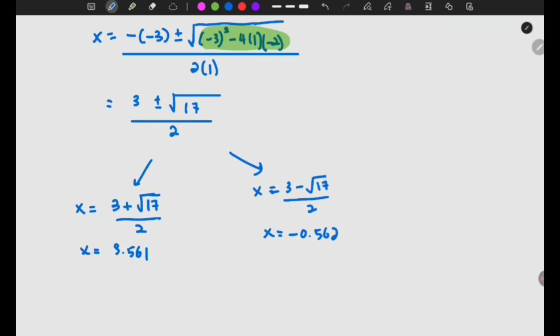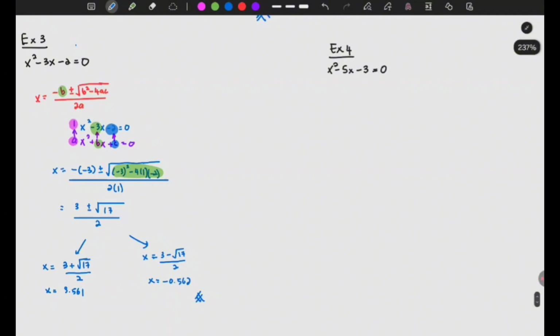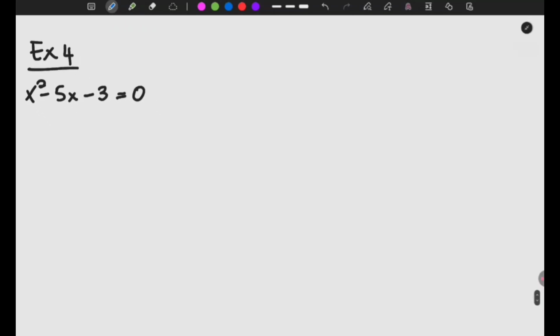So let's do another question, just to confirm that you really understand this chapter. Example 4, x squared minus 5x minus 3. Always the very first step, make sure are they in the general form or not. That is the first thing that you need to look at. So x squared minus 5x minus 3 equals to 0.